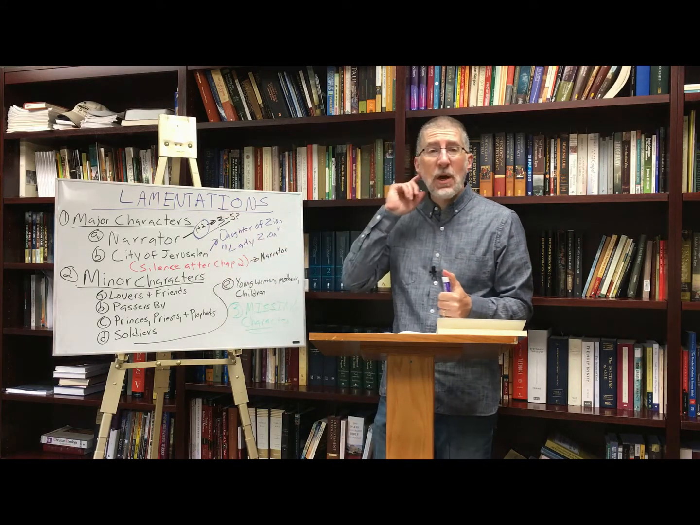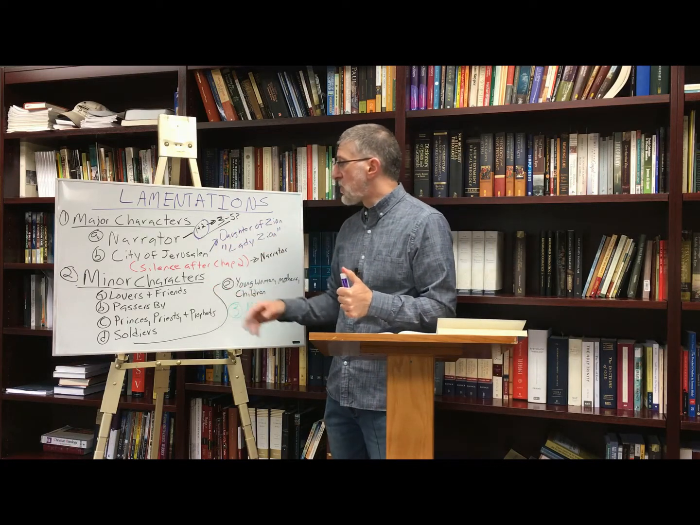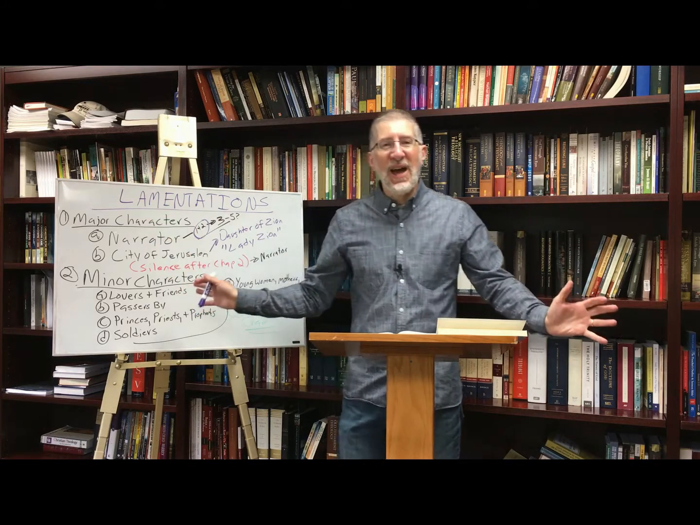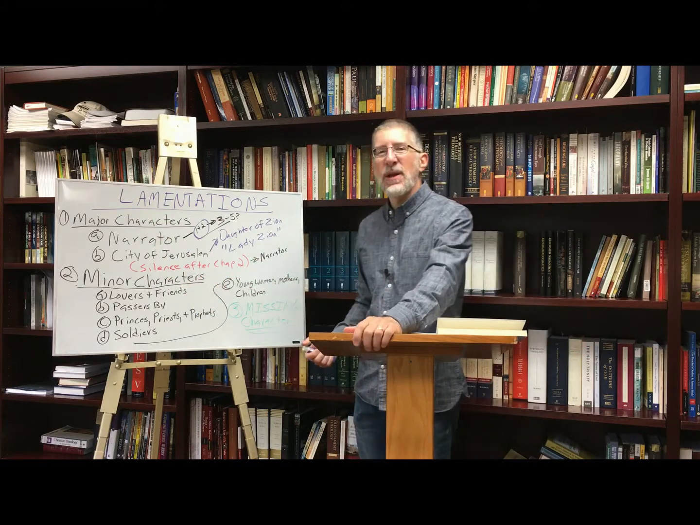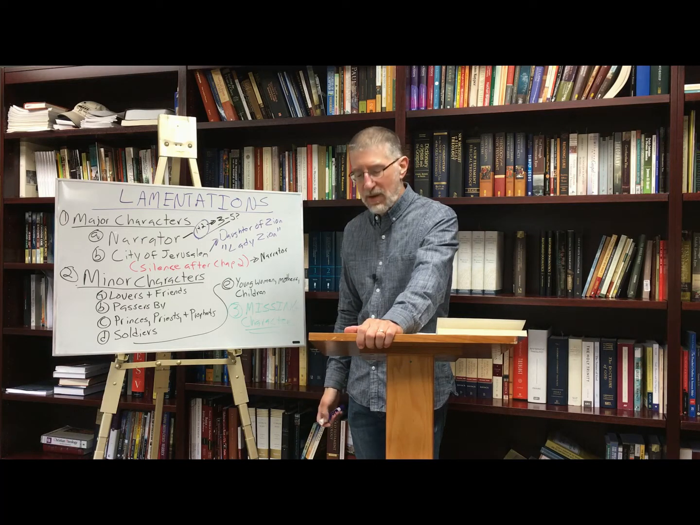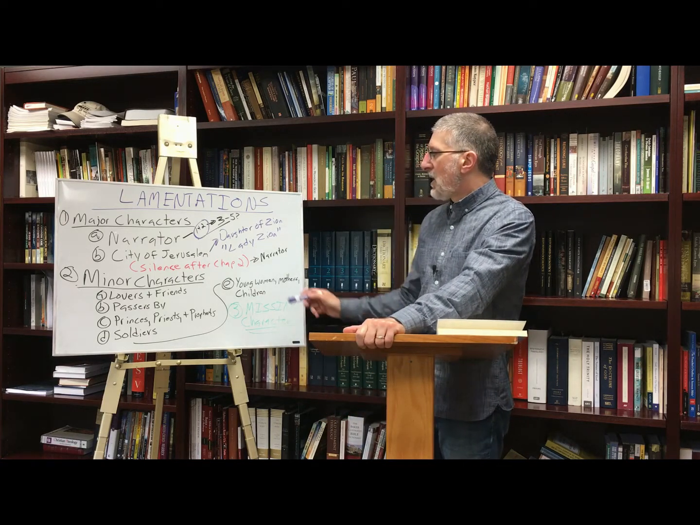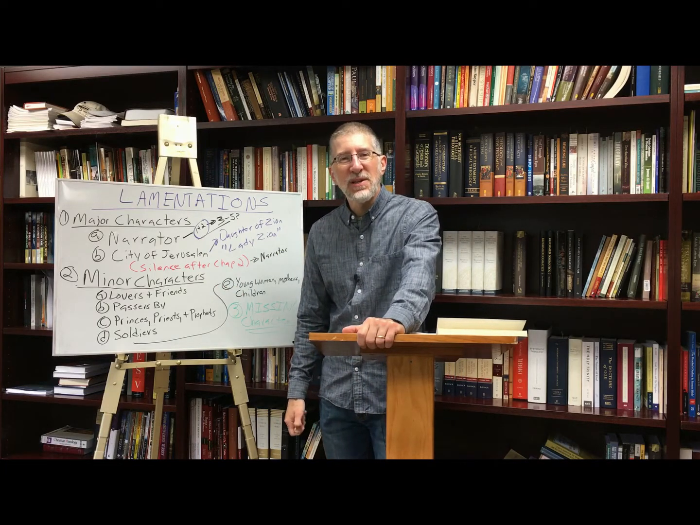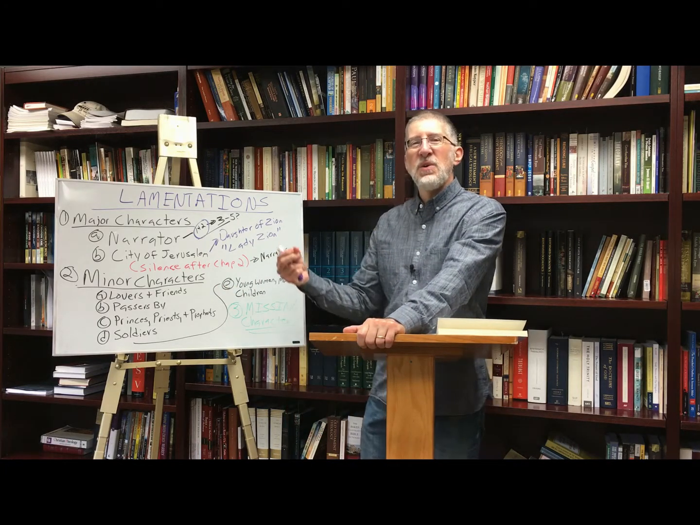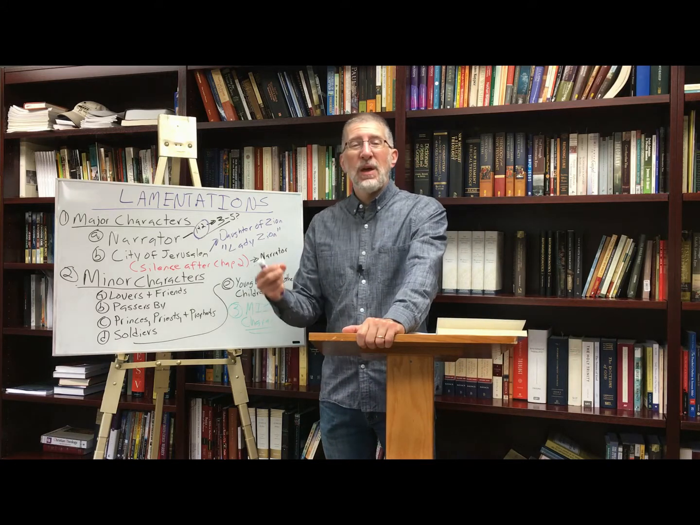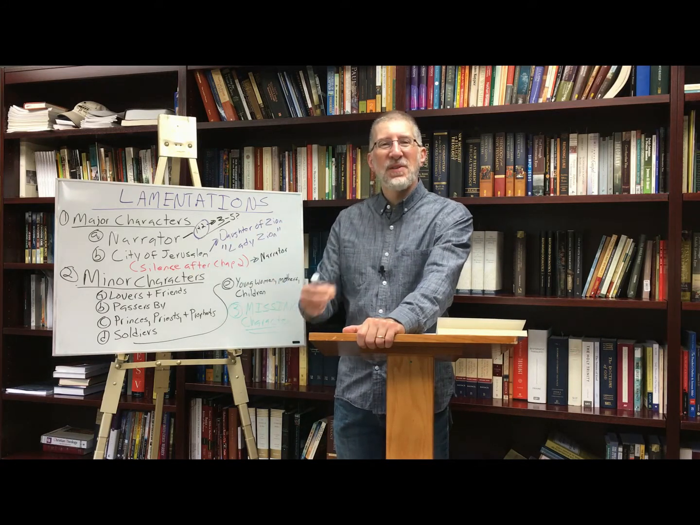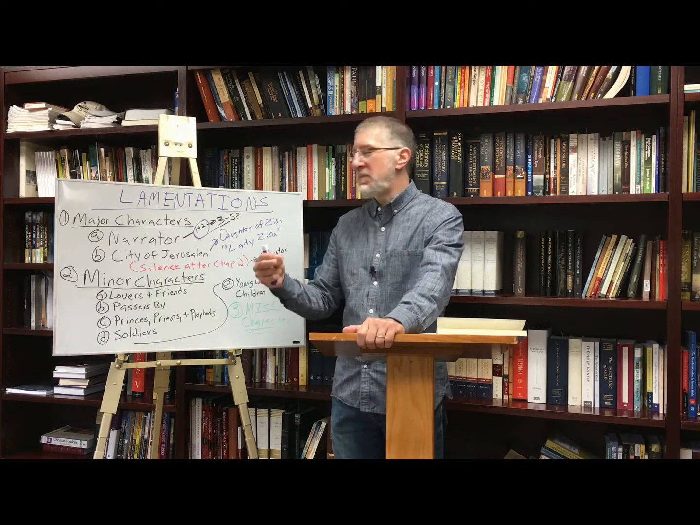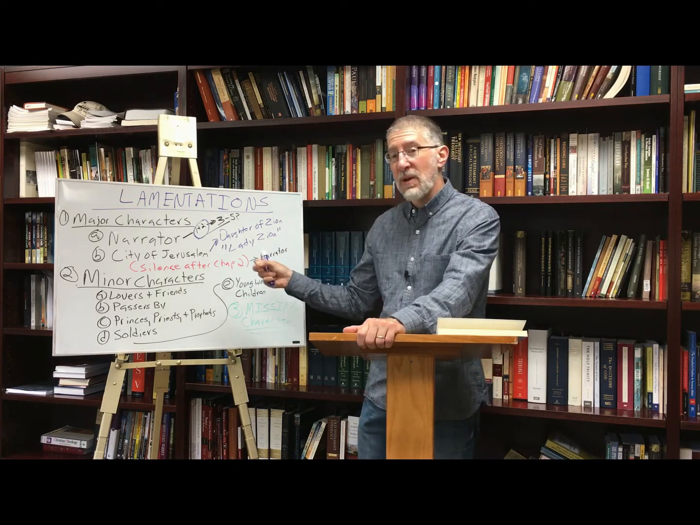So those are our major characters. We have our narrator. We have the city of Jerusalem personified as Lady Zion. Our minor characters, and there's a huge cast, right? Maybe that's something you haven't reflected on a ton, but there are minor characters. One of those minor characters are the lovers and friends of Lady Zion. And really this is about betrayal. I thought you were my friend, I thought you were my lover, but in the moment of my trouble, you betrayed me, you turned your back on me. That's the focus of these characters.